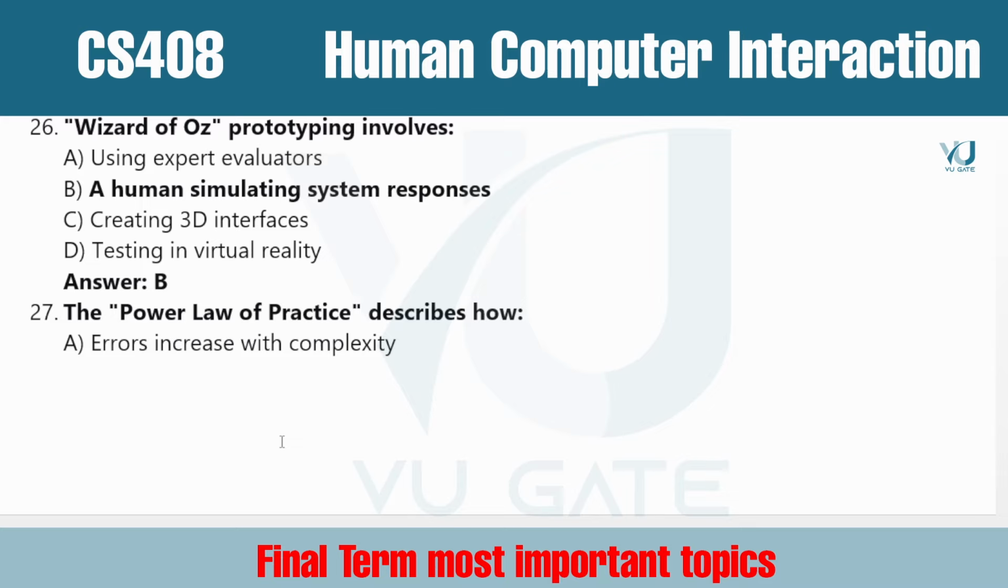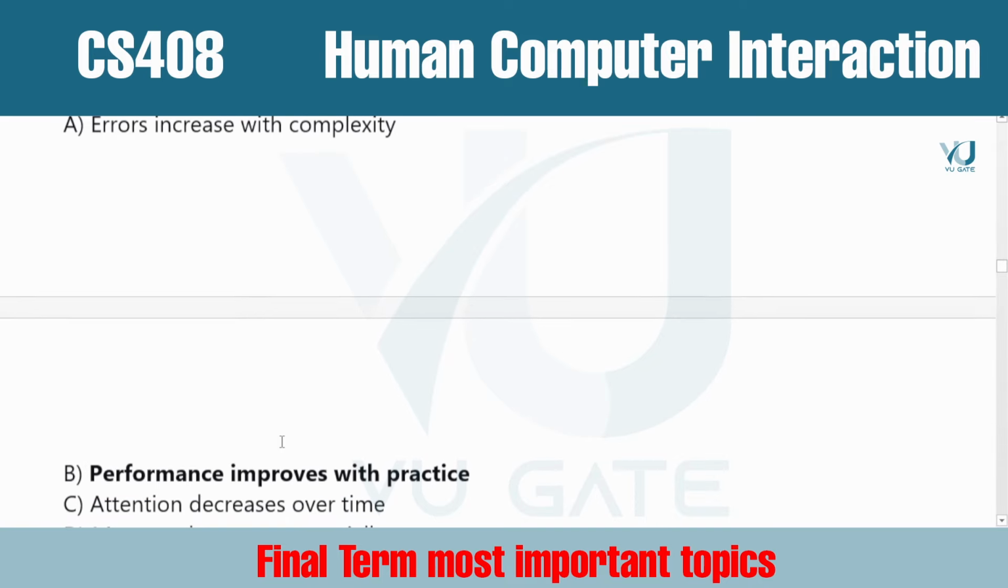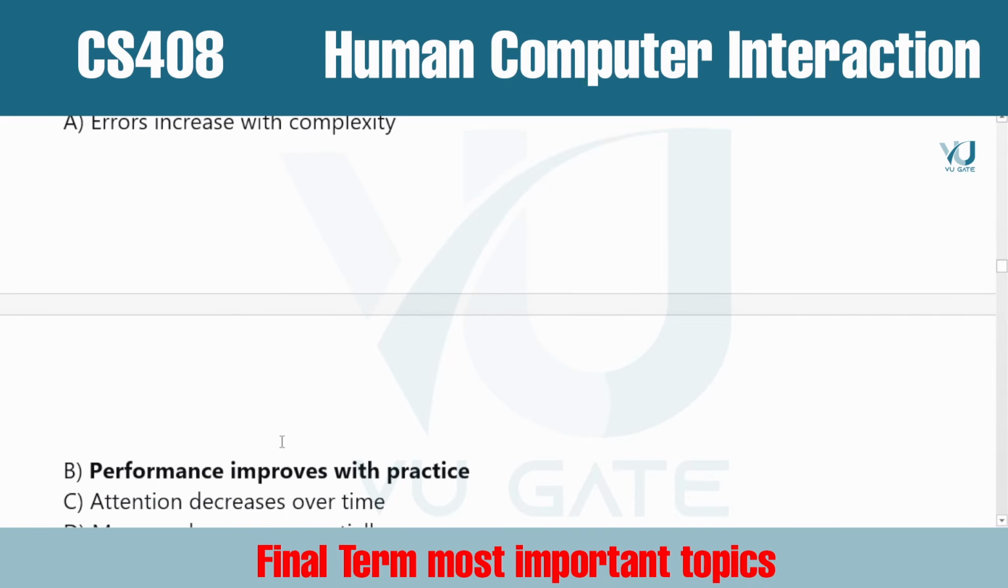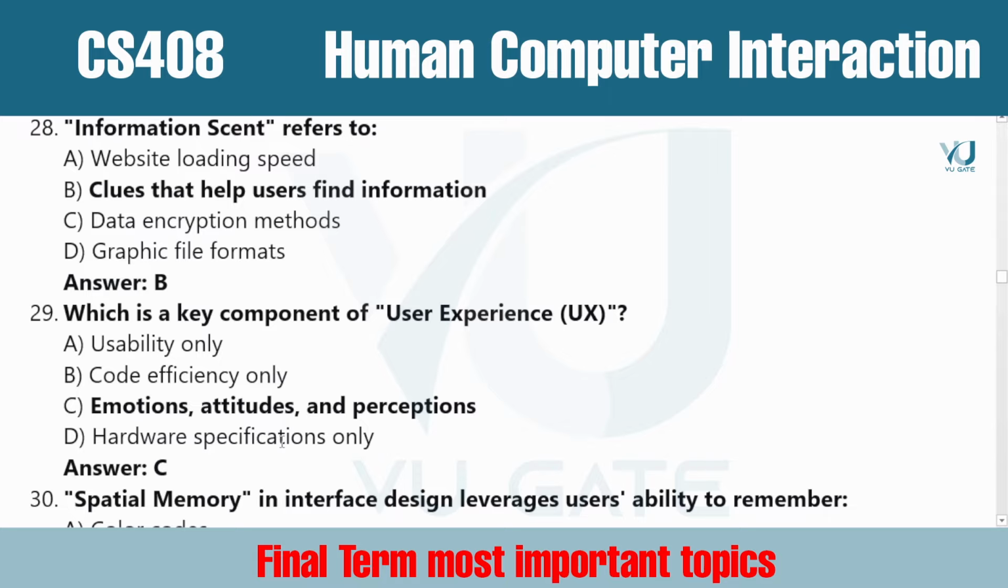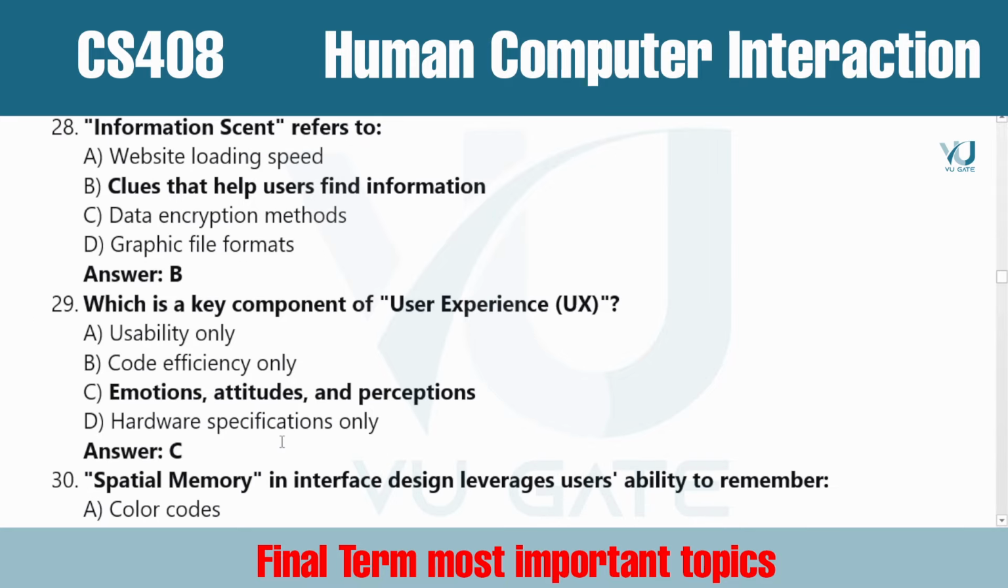Question 27. The Power Law of Practice describes how. The correct answer is option B, performance improves with practice. Question 28. Information scent refers to. The correct answer is option B, clues that help users find information.